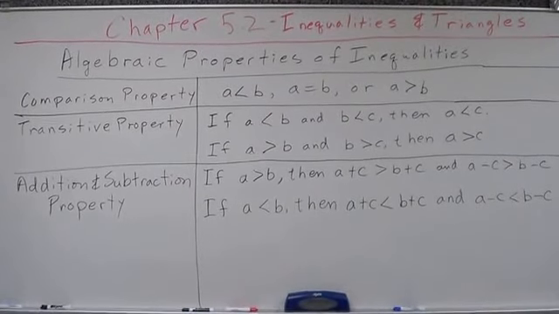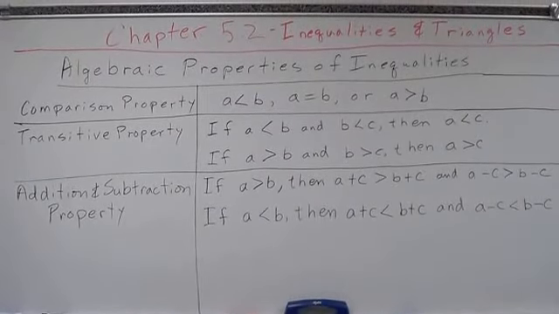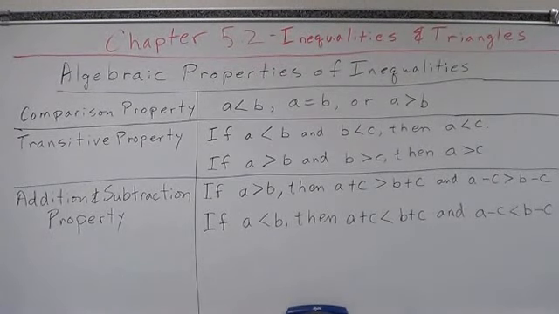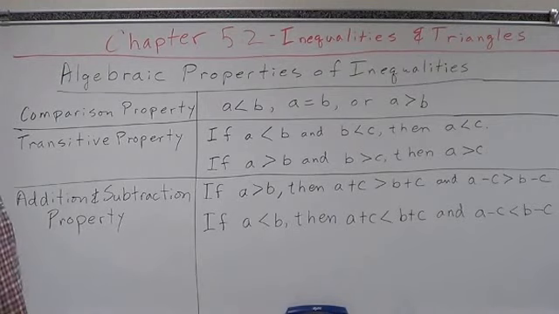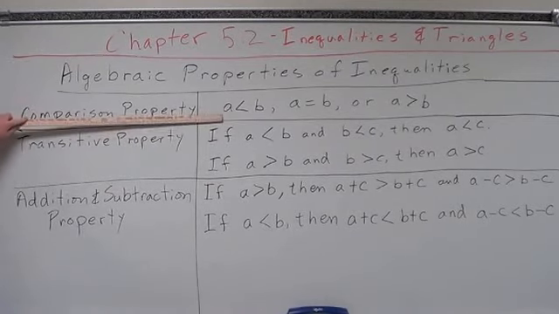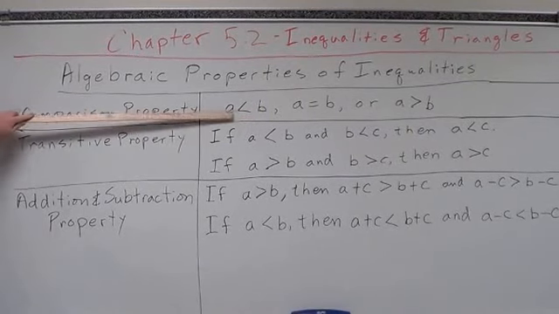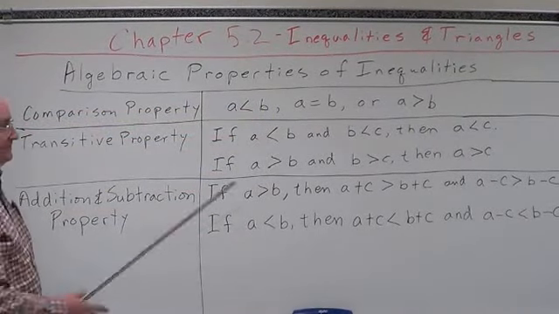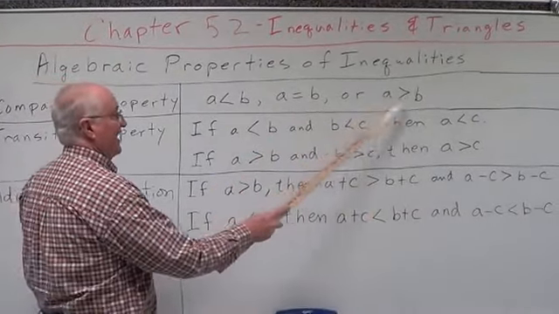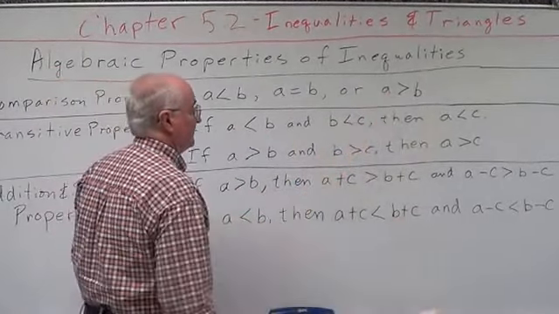It would also be good for us to review the basic algebraic properties of inequalities. They're very simple. Inequalities basically say that we can compare numbers, values, three different ways. Comparison property: we can compare a to b and find that a is less than b, we can find that a is equal to b, or we can find that a is greater than b.